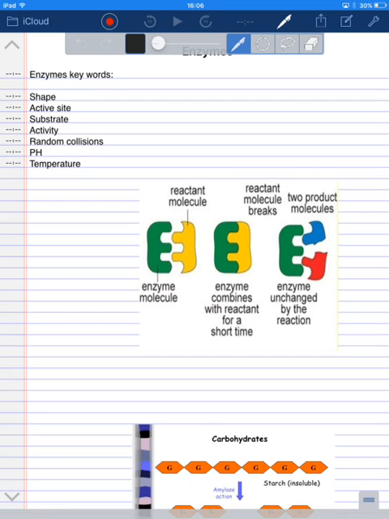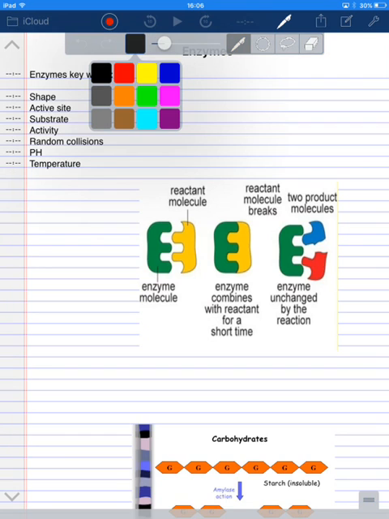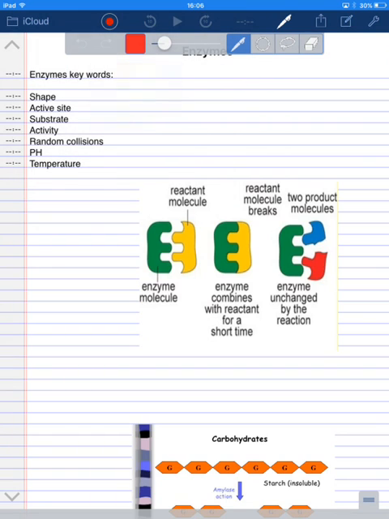Learn about enzymes, and before we start I would like us to look at the key words that we need to remember for enzymes. These are the words that you should be looking to include in any enzyme exam question, depending upon what is being asked.